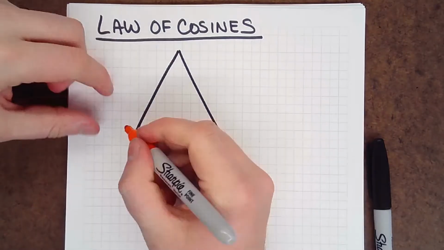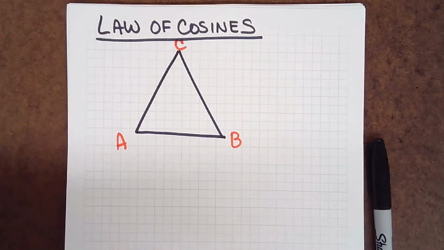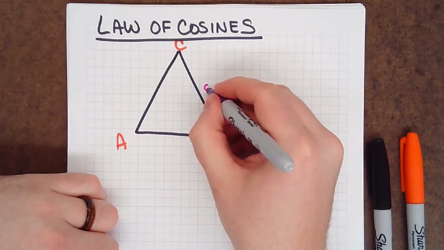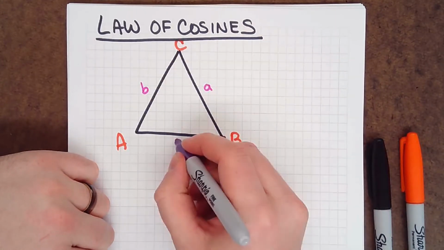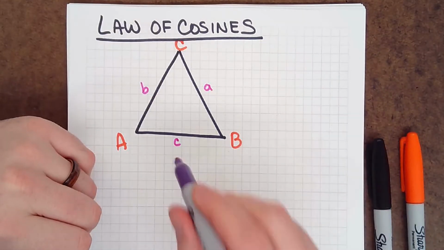And we label our angles A, B, and C. If that's how we label them, then our sides are going to be: opposite of A is little a, opposite of B is little b, and opposite of C is little c. So when we're referring to our generic triangle, this is the triangle we're talking about.